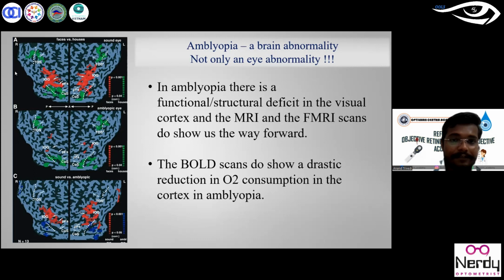This shows the fMRI findings. In picture 1, where the patient is fixating on the normal eye, you realize that both occipital cortices are stimulated. In picture 2, when the patient is fixating on the amblyopic eye, you can see the reduced blood supply, because of reduced occipital blood supply to the brain in the amblyopic eye. Understand? So BOLD scans do show a drastic reduction in oxygen consumption in the occipital cortex in amblyopia. And PET scan shows the same thing.